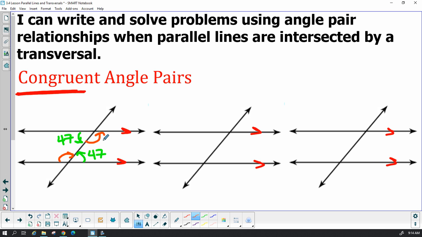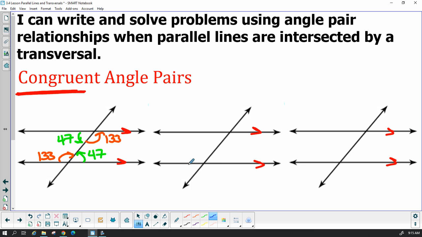And then that would make this angle 133 and this one 133. I'm just making these numbers up kind of. So alternate interior angles are congruent when my lines are parallel. They're still in the same positions. They're on opposite sides of the transversal. They're in between the two parallel lines. We can still identify them the same way we did last time, but now we know this special thing, and it's that they're equal to each other. They're congruent.